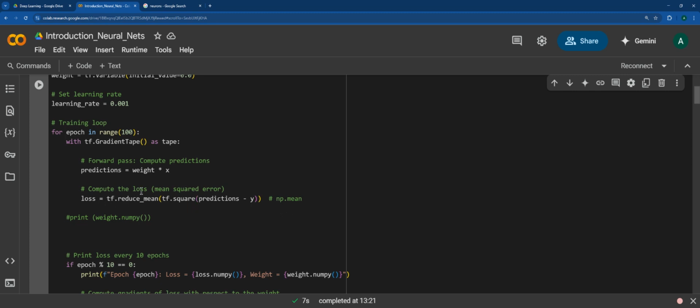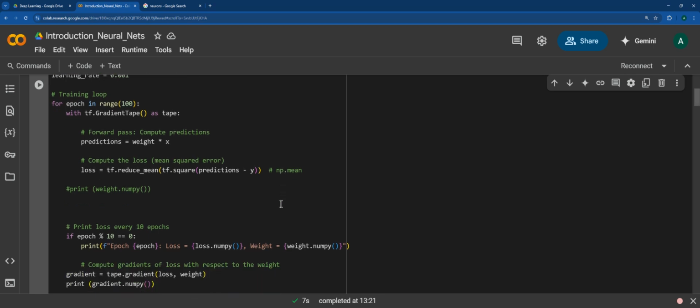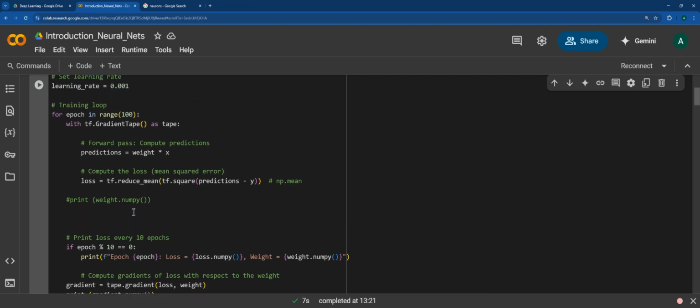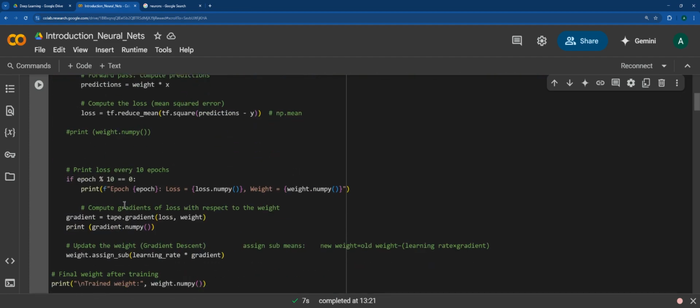Okay, so far, not rocket science, right? We measured this loss as well. How bad did this happen? And then look, I've put this here: if epoch modulo 10 equals 0, meaning at every 10 epochs. So this has nothing to do with deep learning at this stage. I'm just trying to have the program report to us.